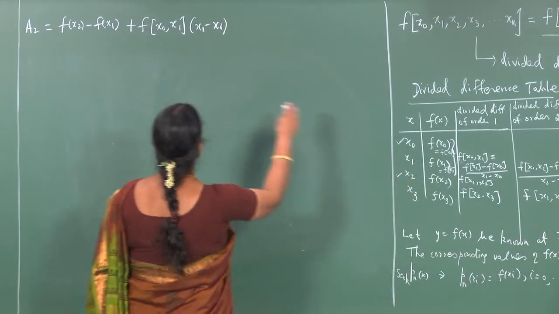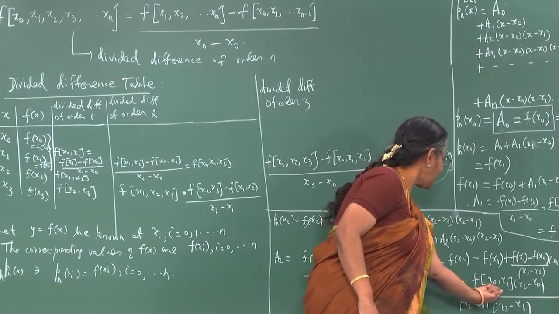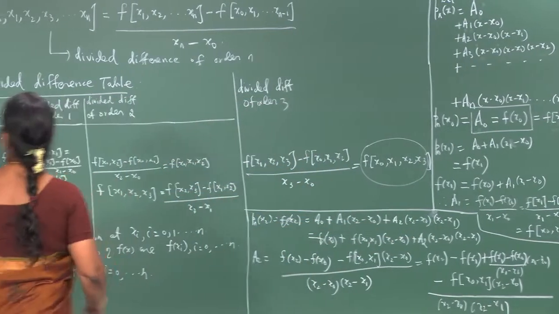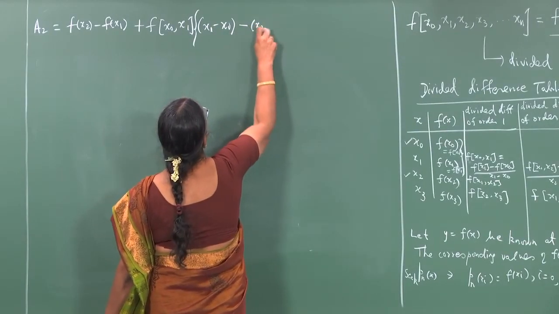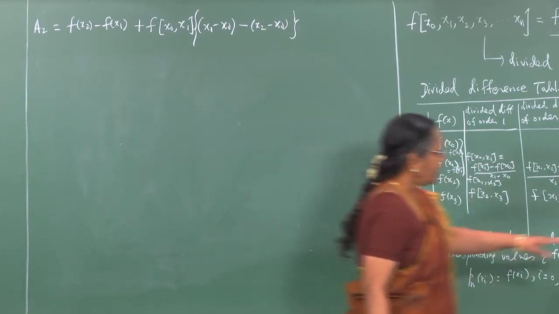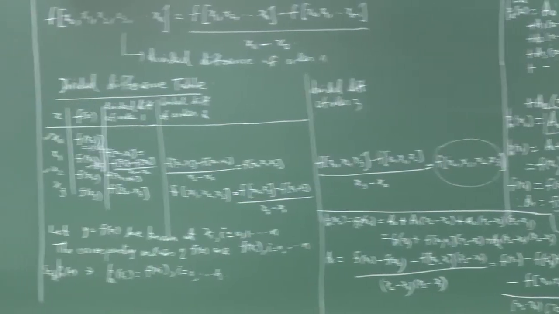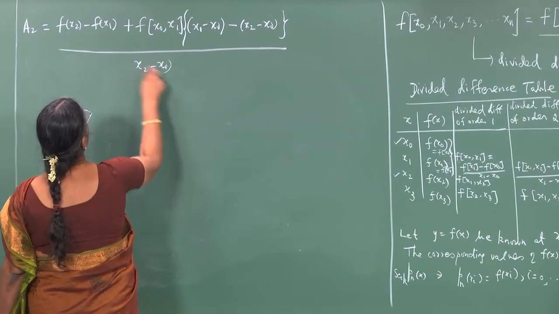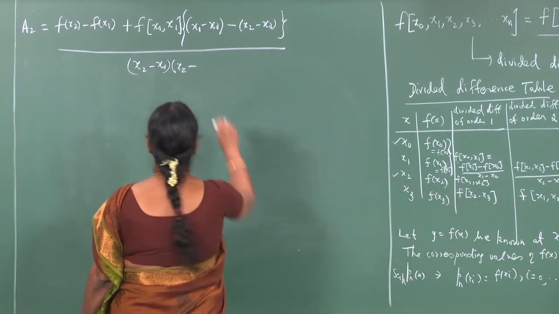Then I have the next term which also has the first order difference f of x naught x1 and that is multiplied by x2 minus x naught with a negative sign. So, I shall take this term. So, this will be minus x2 minus x naught. So, we have taken into account the numerator, the denominator is whole thing by x2 minus x naught into x2 minus x1.